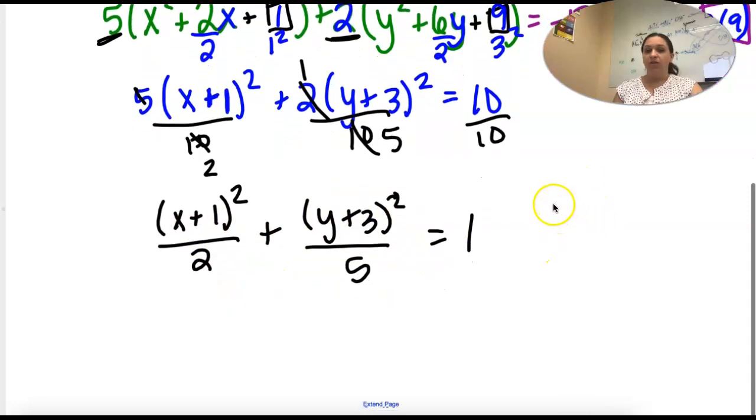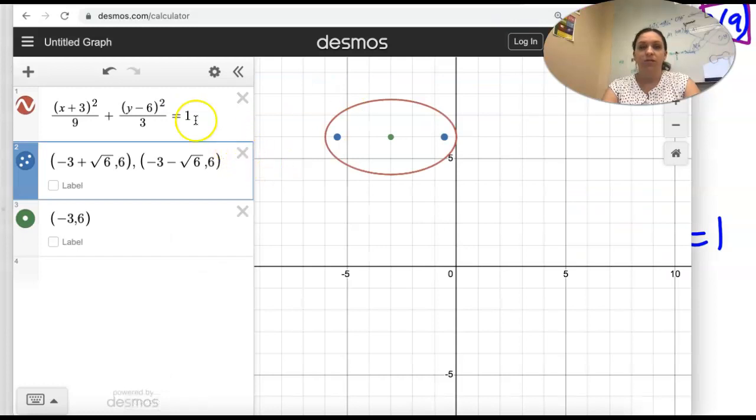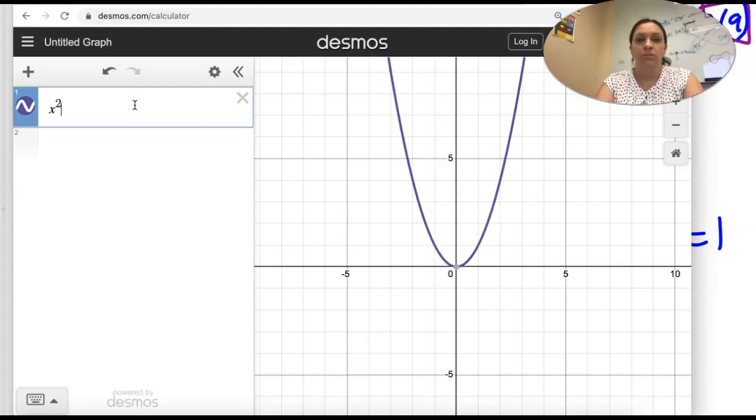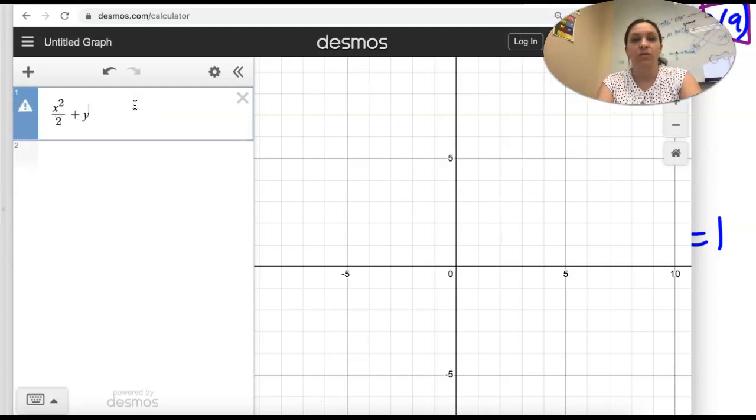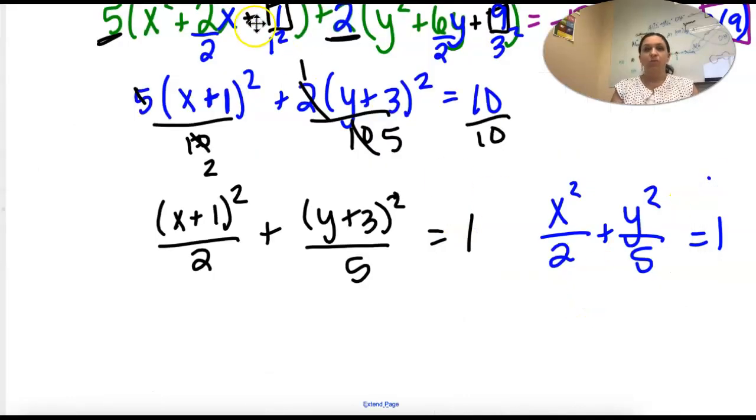So I'm going to look at the graph with the center at 0, 0. So if I just had x squared divided by 2, plus y squared divided by 5 equals 1. Notice how it's longer on the y-axis this time? That's because our bigger number is under y squared. So that's our a value.